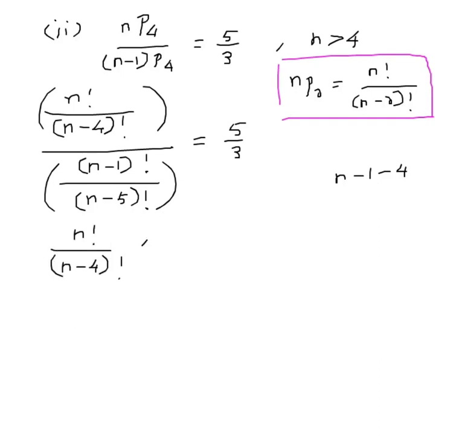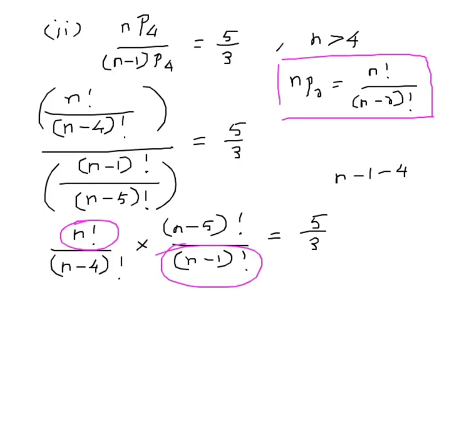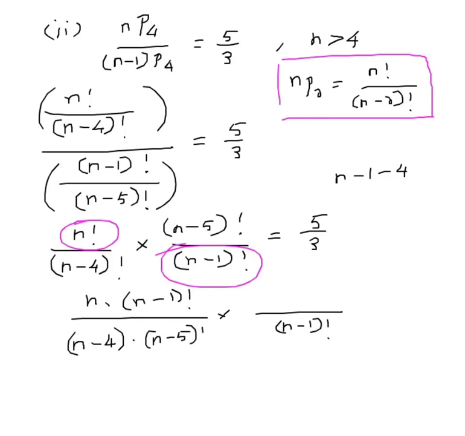Let's write the reciprocal of the denominator. We get (n minus 5) factorial divided by (n minus 1) factorial is equal to 5 by 3. Now, if you see these two numbers, n factorial and (n minus 1) factorial, I can split this n factorial as n times (n minus 1) factorial. And compare these two numbers, n minus 4 and n minus 5. The bigger number is n minus 4. So I can split this and write it as (n minus 4) times (n minus 5) factorial, equal to 5 divided by 3.